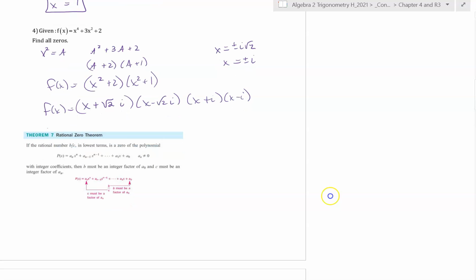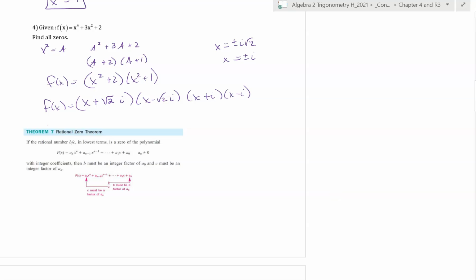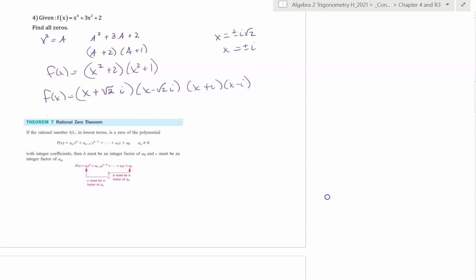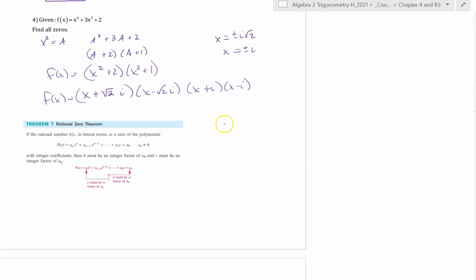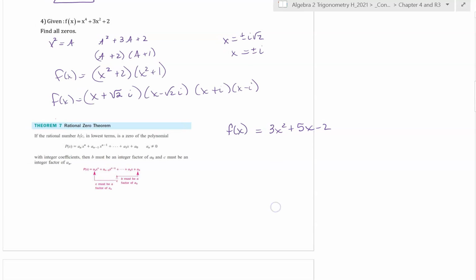So what we need to do now is we need some more tools in our toolbox here. Notice the rational zero theorem. The rational zero theorem says, for example, let's say that I have f of x equals 3x squared plus 5x minus 2. And if I asked you to factor that, you'd say, sure, I could factor that. But let's think about it. So now we know that the zeros are 1/3 and negative 2. But when you were factoring, what were you thinking? What types of numbers were you thinking of?